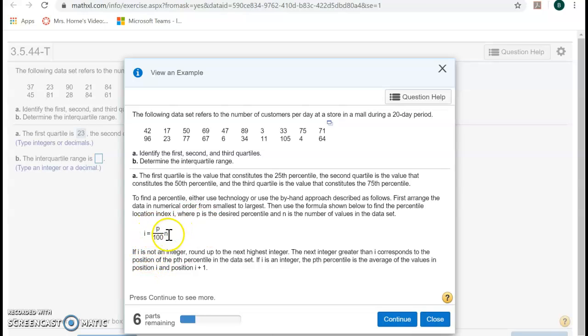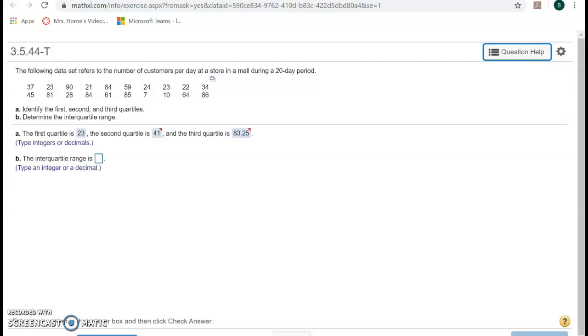So when you plug in your values, if you get a whole number for I, you're going to take that position, plus I plus 1, that number, and you're going to get an average of the two numbers. Now, if for some reason for your index you get a decimal, you're just going to round up and it's going to be that position. I know that probably sounds confusing, so let's actually look at it.